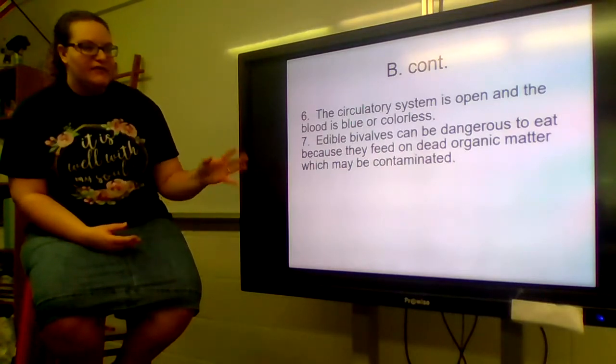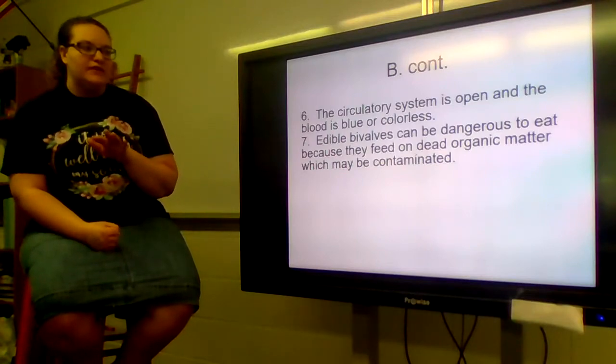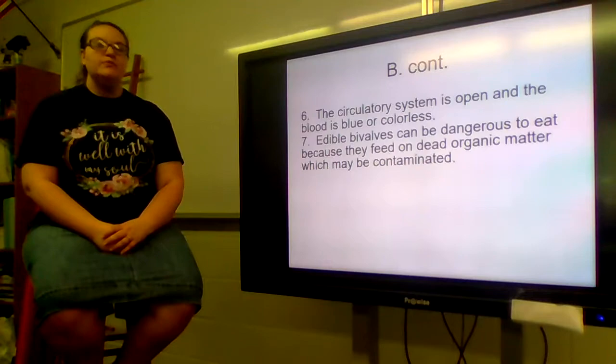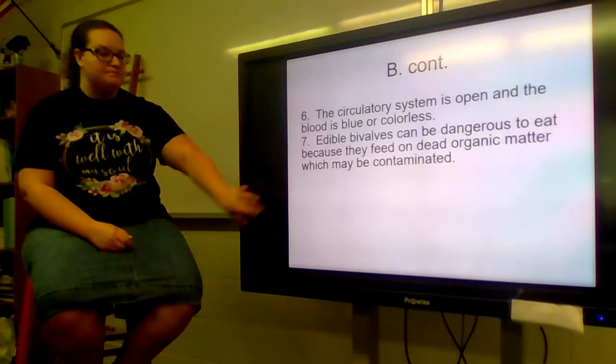And then edible bivalves can be dangerous to eat because they feed on dead organic matter, which may be contaminated, which is why some people get sick after they eat shellfish.